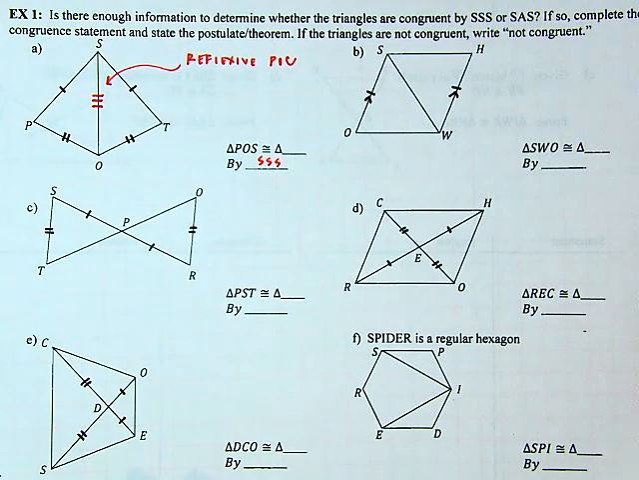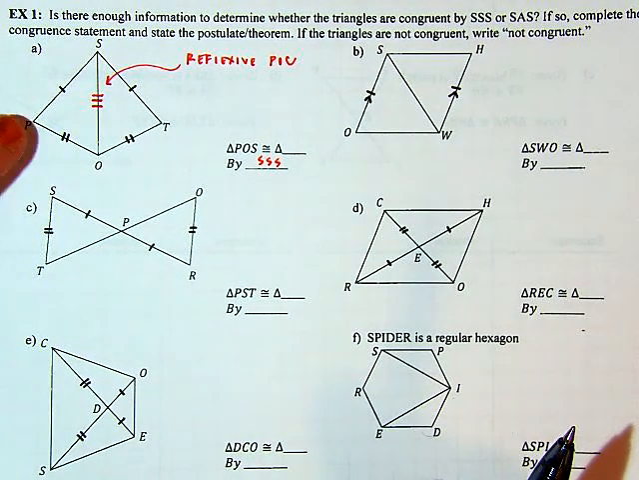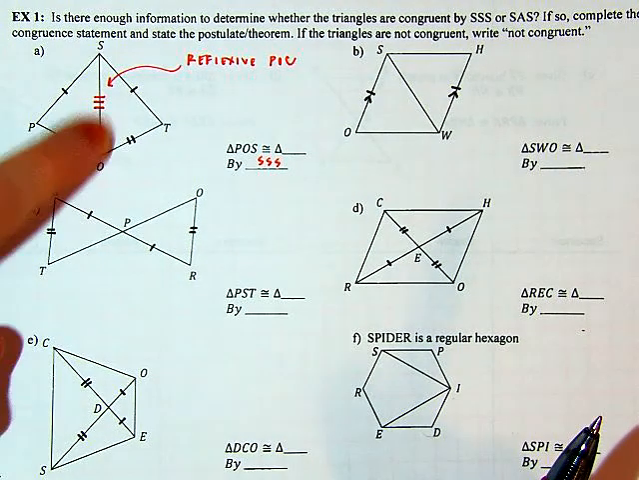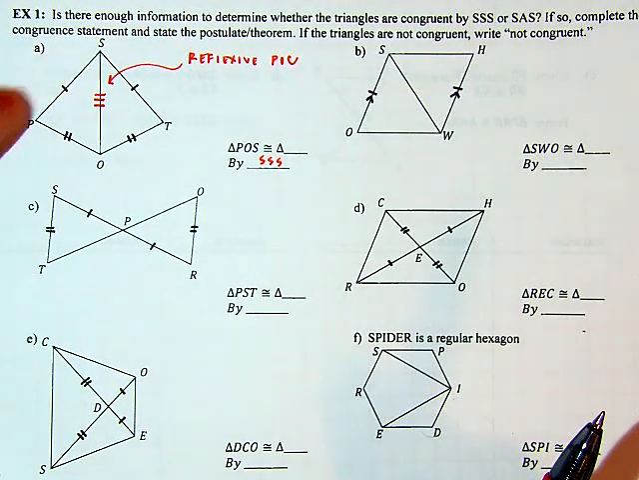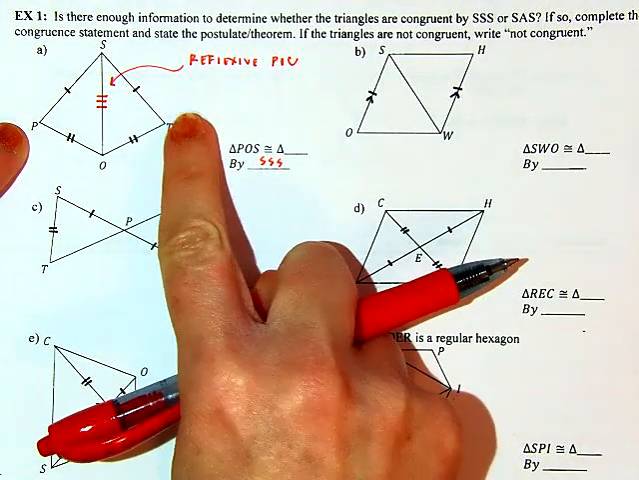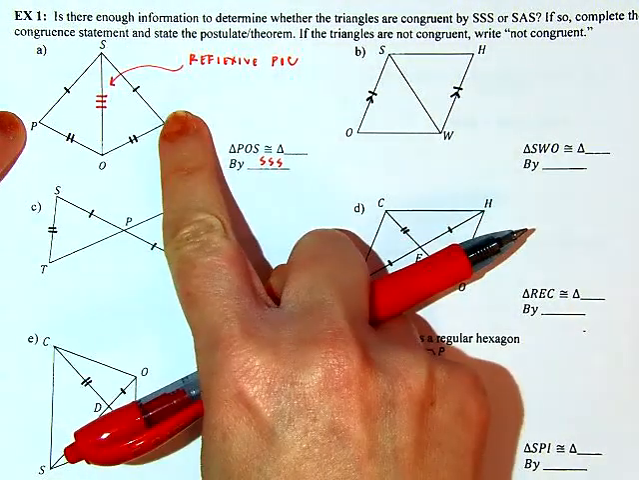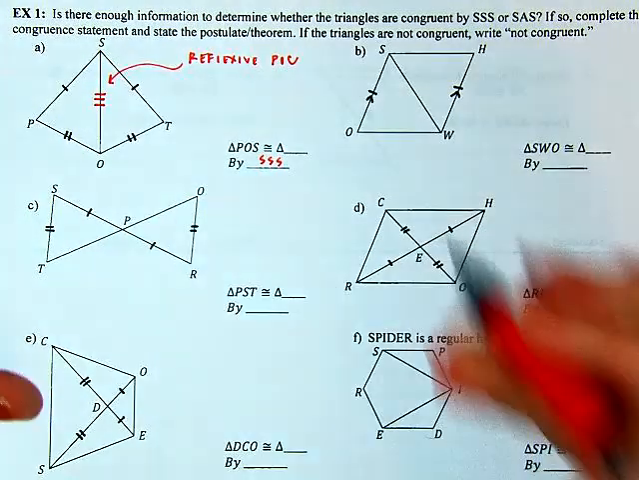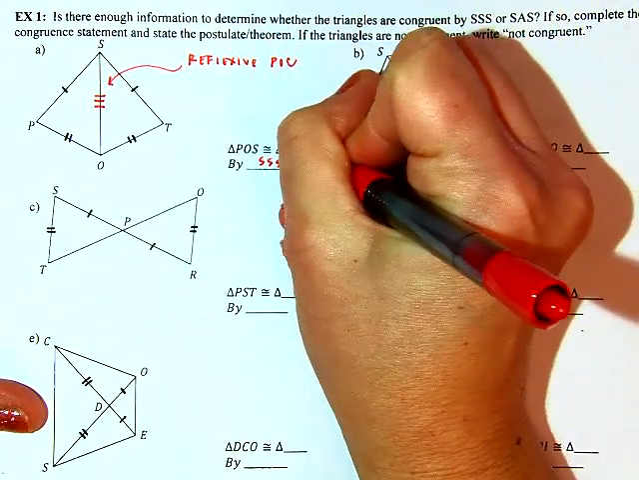Now how do I finish my statement? If I start with P, P-O-S, then over here it's got to be with T, T-O-S, right? I'm trying to make sure I line them up and I state them in the appropriate order.